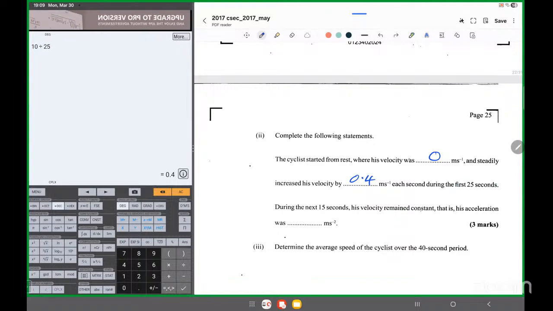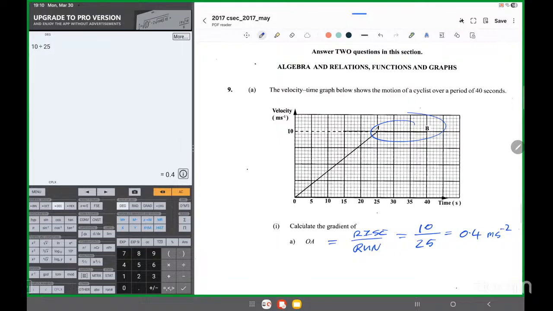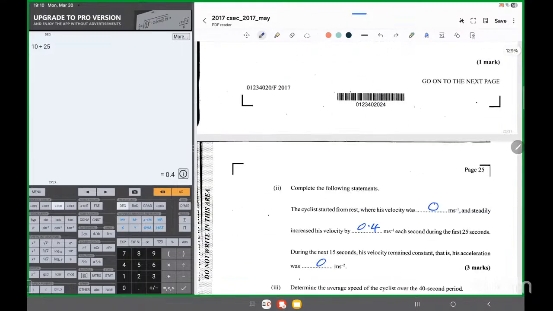It says during the next 15 seconds, the velocity remains constant. That is, the acceleration was 0 meters per second squared. On the top here, so acceleration here says 0 meters per second squared. All right, that is that.